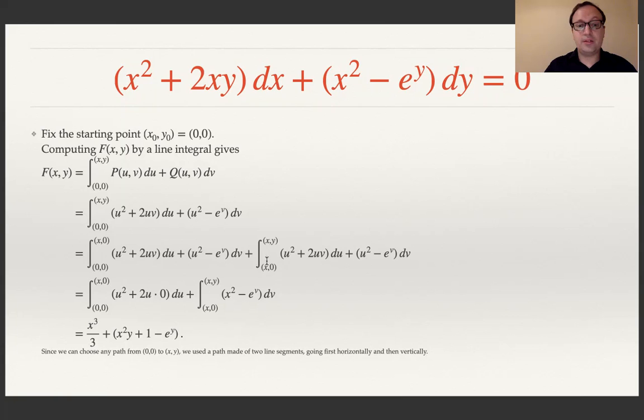Now for the other segment, the vertical segment, along this segment the du portion will not contribute anything because du refers to the horizontal coordinate. So we're just left with the dv portion. So we have the integral of (u squared minus e to the v) dv. And u along this segment is constantly equal to x because we start from (x, 0) and we end up at (x, y). So then under the integral, we are just going to have x squared instead of u squared, minus e to the v, dv.